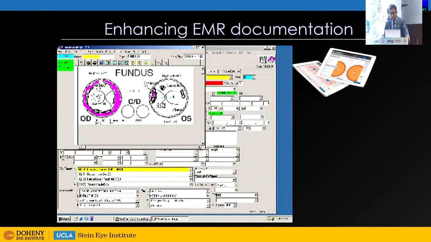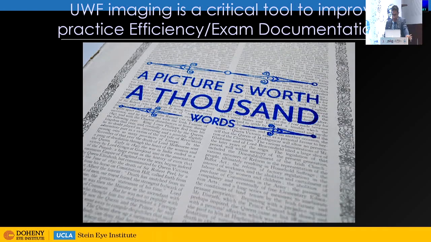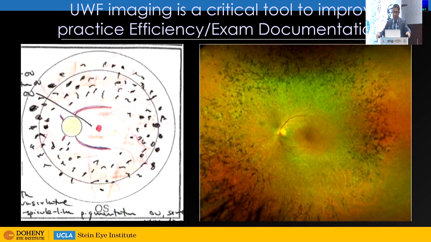I think one big area where this has been very helpful is in medical record documentation as well. Before, we used to spend a lot of time making these annotated fundus images, but now it's much better to simply get an ultra-wide field image and annotate it. That's a much better way, because the adage is a picture is worth 1,000 words. So why make these very detailed drawings? I think you can save a lot of time by simply annotating these images.